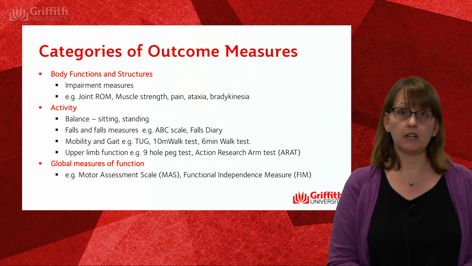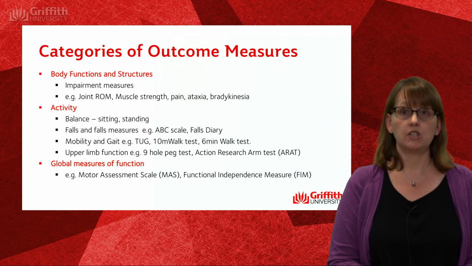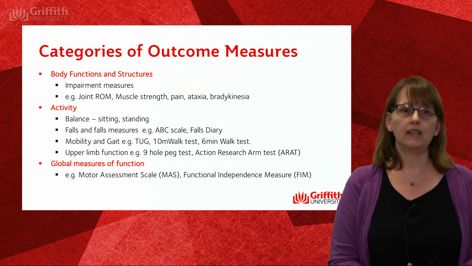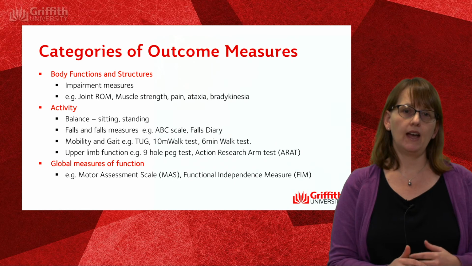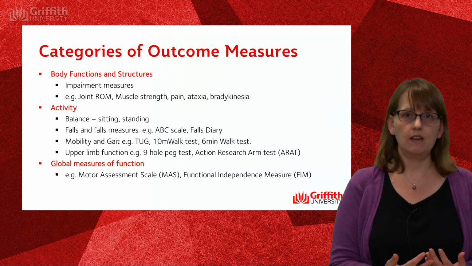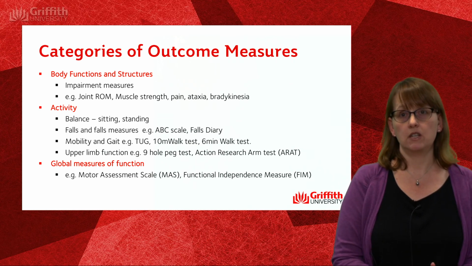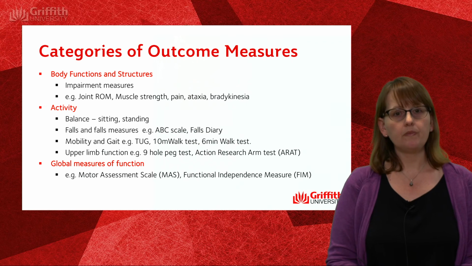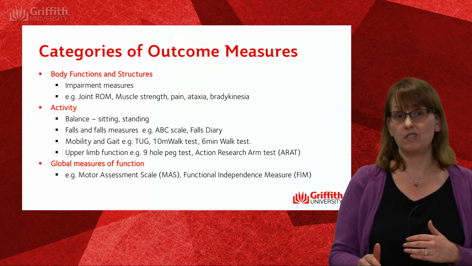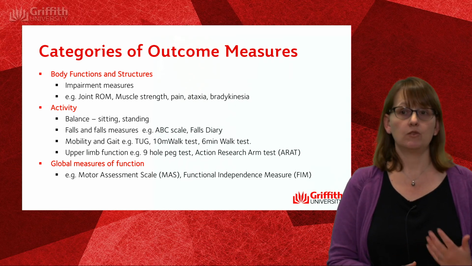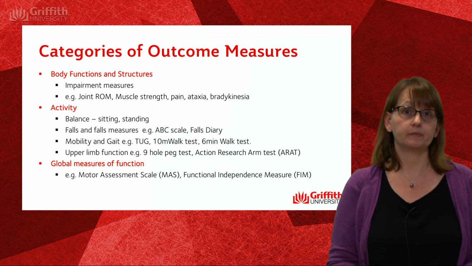Or we could look at upper limb function, so looking at measurements such as the 9-hole peg test or the action research arm test. Our global measures of function, so looking at, again, all of the domains of the ICF, might be our motor assessment scale, or MAS, or the functional independence measure, or FIM. These measurements quite often might cross across different disciplines. So the FIM is used by allied health and nursing staff to assess a patient's global functioning.